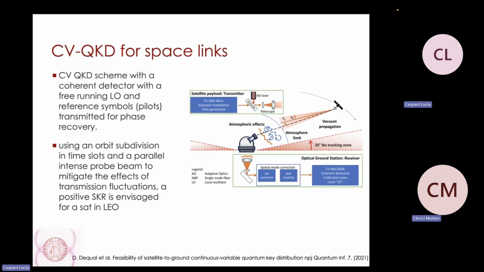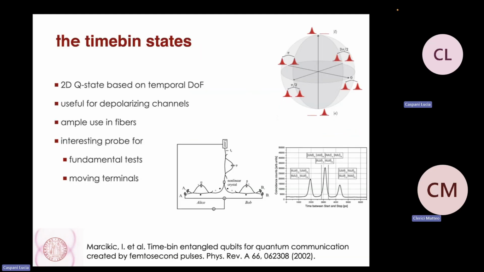Okay. CV has also been studied theoretically at the moment as suitable for satellite communication, even if the demonstrations so far were only with polarization degree of freedom encoders, but ideally in some cases this may be realized.